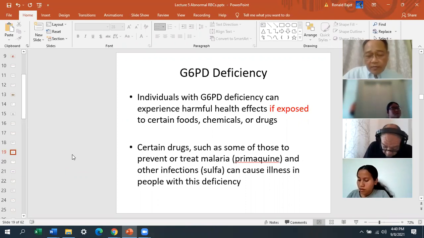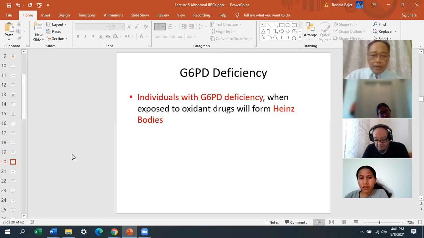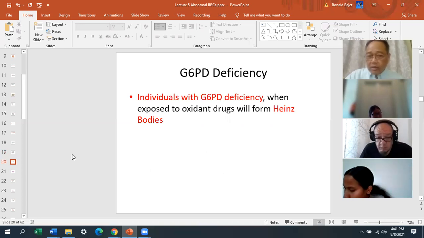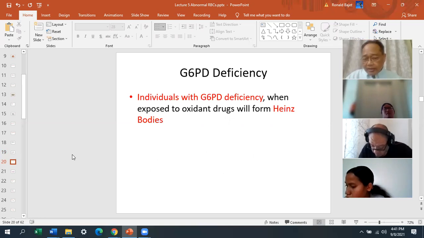If you have a deficiency of this enzyme, then you're prone to creating the Heinz bodies and the ROS and creating bite cells. So individuals with G6PD deficiency, when exposed to oxidant drugs, will form Heinz bodies. And when the red cell that has the Heinz bodies goes through the spleen, what's the spleen going to do? It's going to take a bite out of the red cell. Therefore, you have bite cells. So what you need to do is associate Heinz bodies with bite cells with G6PD deficiency. Make sure you associate those three together: Heinz bodies, bite cells, and G6PD deficiency.